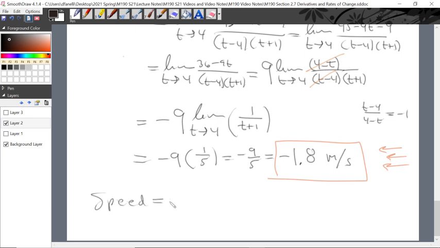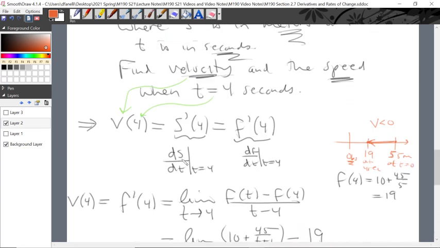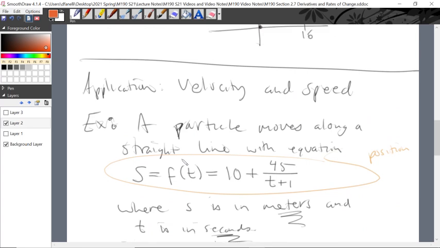Okay, and finally, what is the speed? The speed is the absolute value of the velocity, so the absolute value of v of 4, or the absolute value of f prime of 4, or s prime of 4. And that gives us positive 1.8 meters per second, or positive 9/5 meters per second. So there's an application for the derivative as a rate of change, in this case the rate of change of a position function.